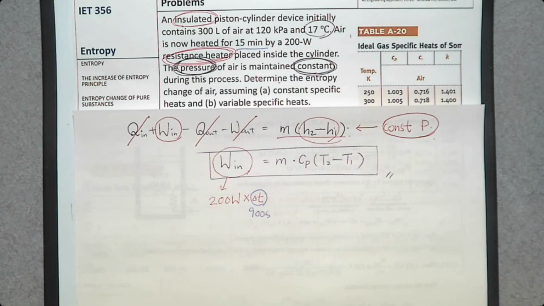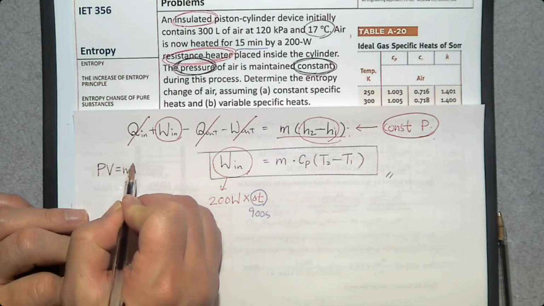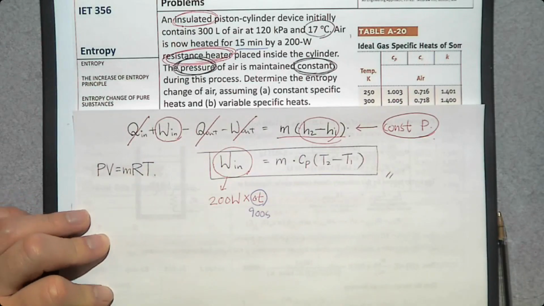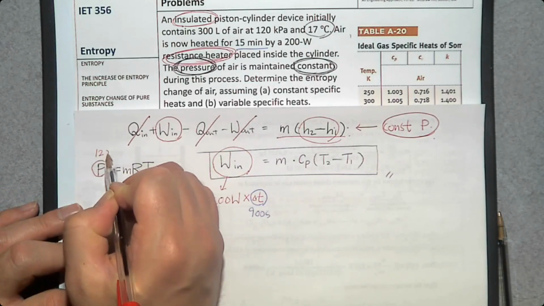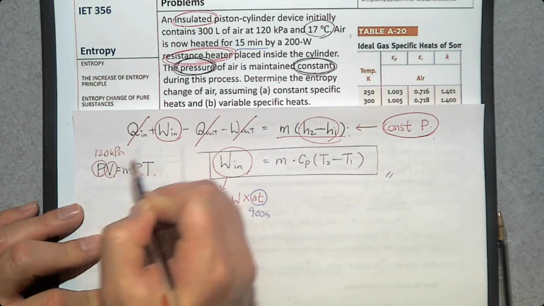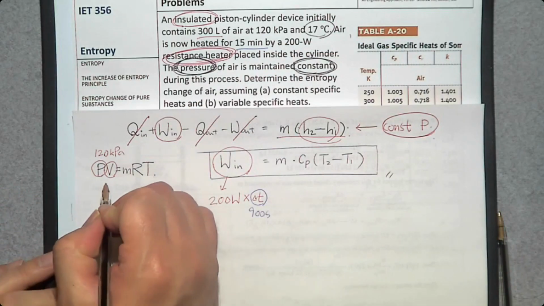Then what about the mass of the system? Do we know the mass? Unfortunately, we do not know the mass. However, we know the volume, we know the pressure, we know the temperature. Then you can use the ideal gas equation of state, PV is mRT. What is P? 120 kilopascal. What is V? 300 liters. And 1 cubic meter is 1,000 liters. So 300 liters is 0.3 cubic meters.